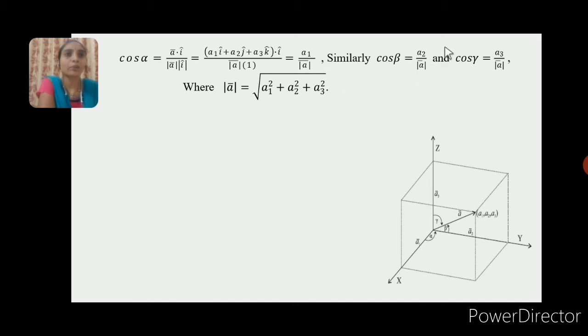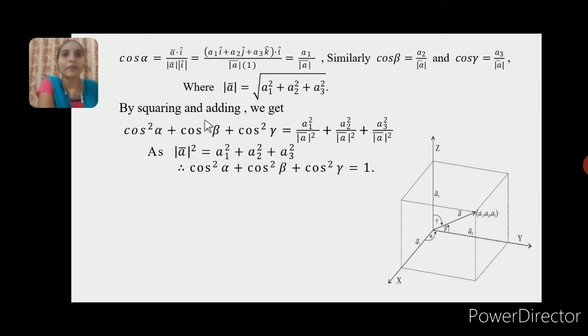Similarly, cos beta is equal to A2 upon magnitude of A bar and cos gamma is equal to A3 upon magnitude of A bar, where magnitude of A bar is square root of A1 square plus A2 square plus A3 square. By squaring and adding we get cos square alpha plus cos square beta plus cos square gamma is equal to a1 square divided by magnitude of a bar square plus a2 square upon magnitude of a bar square plus a3 square divided by magnitude of a bar square.